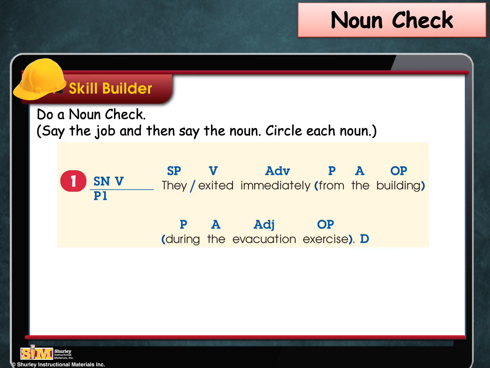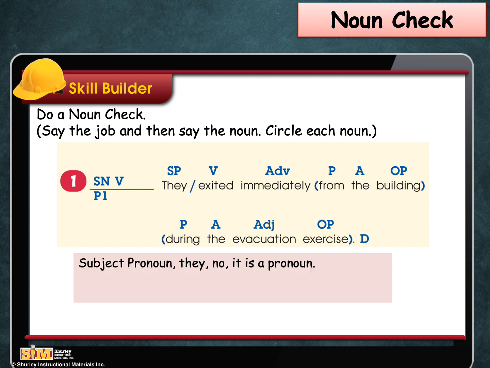Let's do this one together. As we go to the noun jobs, remember that we now have to decide if the word beneath it is a noun or pronoun. If it is a noun, we will circle it as usual. If it is a pronoun, we will acknowledge it, but it will not be circled because it is not a noun. Ready? Sentence 1. Subject pronoun, they.